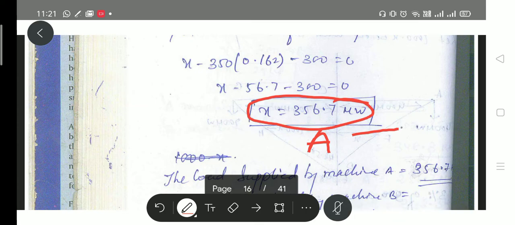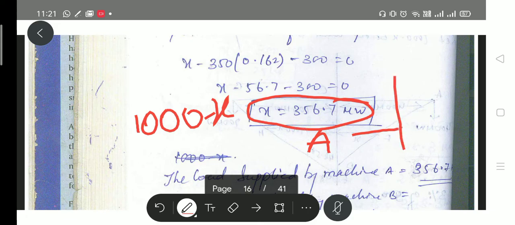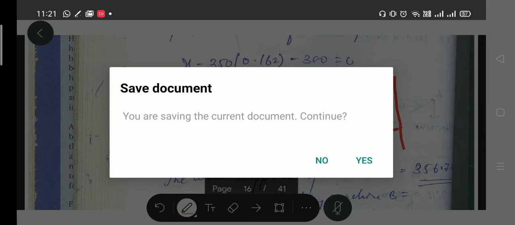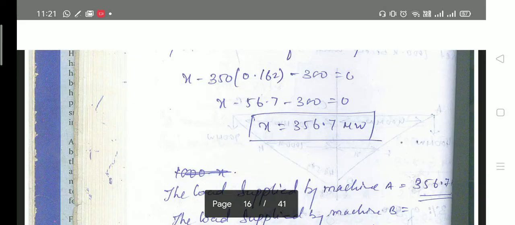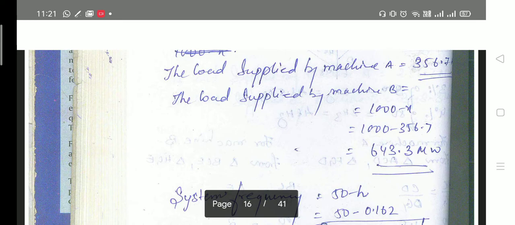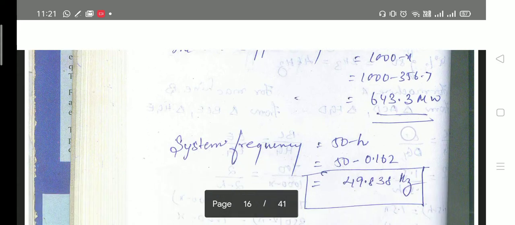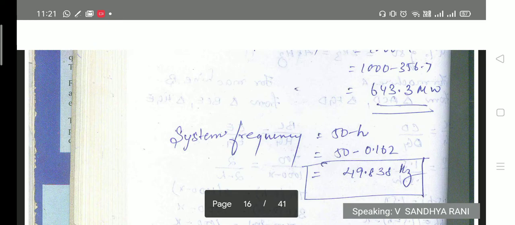What is the machine B supplied power? That is 1000 minus X, 1000 minus 356.7, that will be the B machine supplied power. Okay, that is 643.33 megawatts. Okay, he is asking the system frequency in the question.